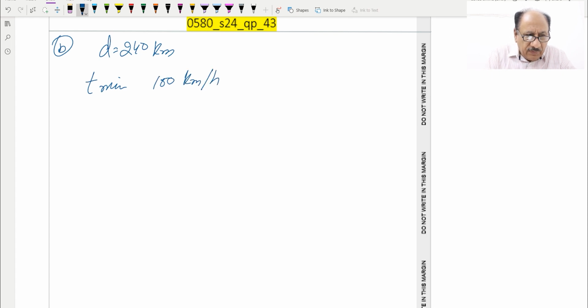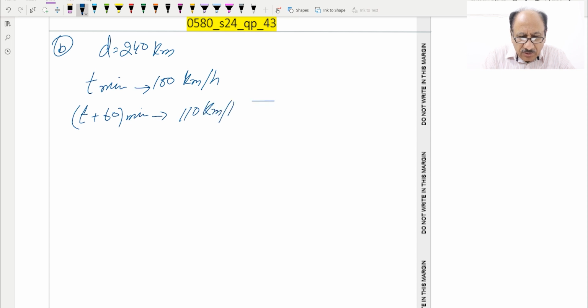And it then travels for t plus 60 minutes. For this much time it is traveling at an average speed of 110 kilometers per hour. So this is the second portion. It's in two portions. Find the average speed of the whole journey. So average speed is basically required.